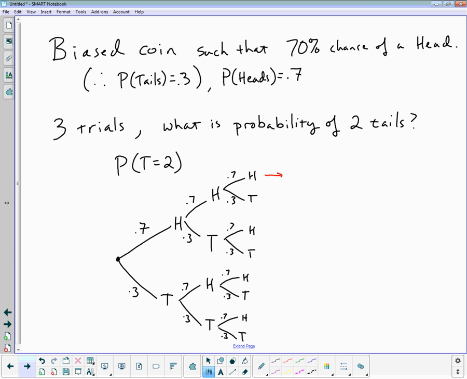So this branch is 1, 2, 3. So 0.7 times 0.7 times 0.7 is what? What's 7 cubed? 49 times 7. 28, 63, 343.